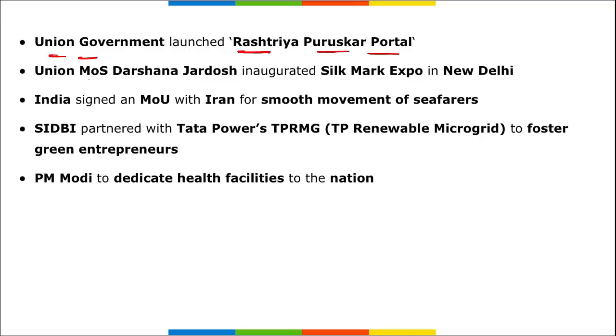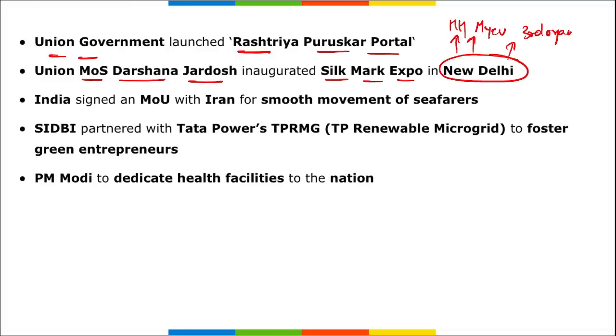Moving on, the Union government has recently launched the Rashtriya Puraskar portal. Union Minister of State Darshana Jardosh inaugurated the Silk Mark Expo in New Delhi. In New Delhi, we also had hobby hubs, My EV, the Third Organic Expo, and the biggest drone mela was held here. The first center of excellence for Khadi was set up here. Not just this, 2 robots were also added into the firefighting team. Apart from this, remember that a museum for the former prime ministers was also commissioned in New Delhi.